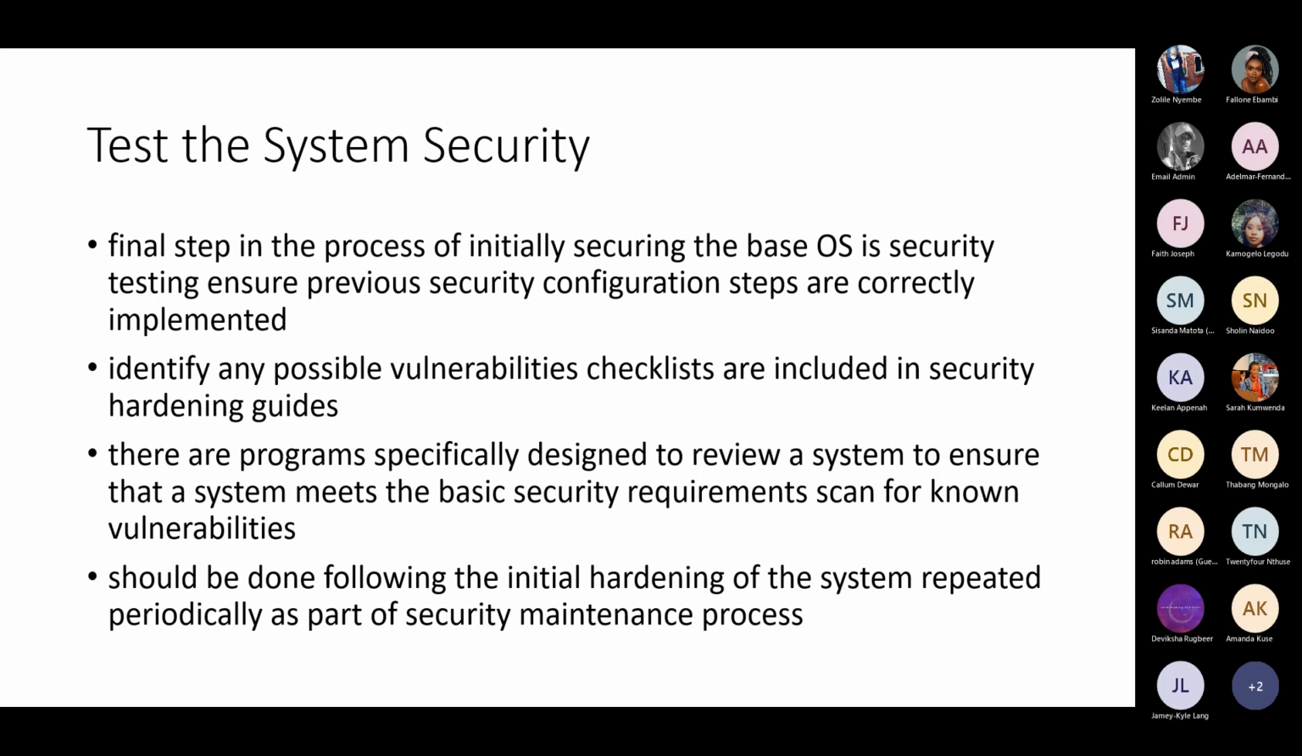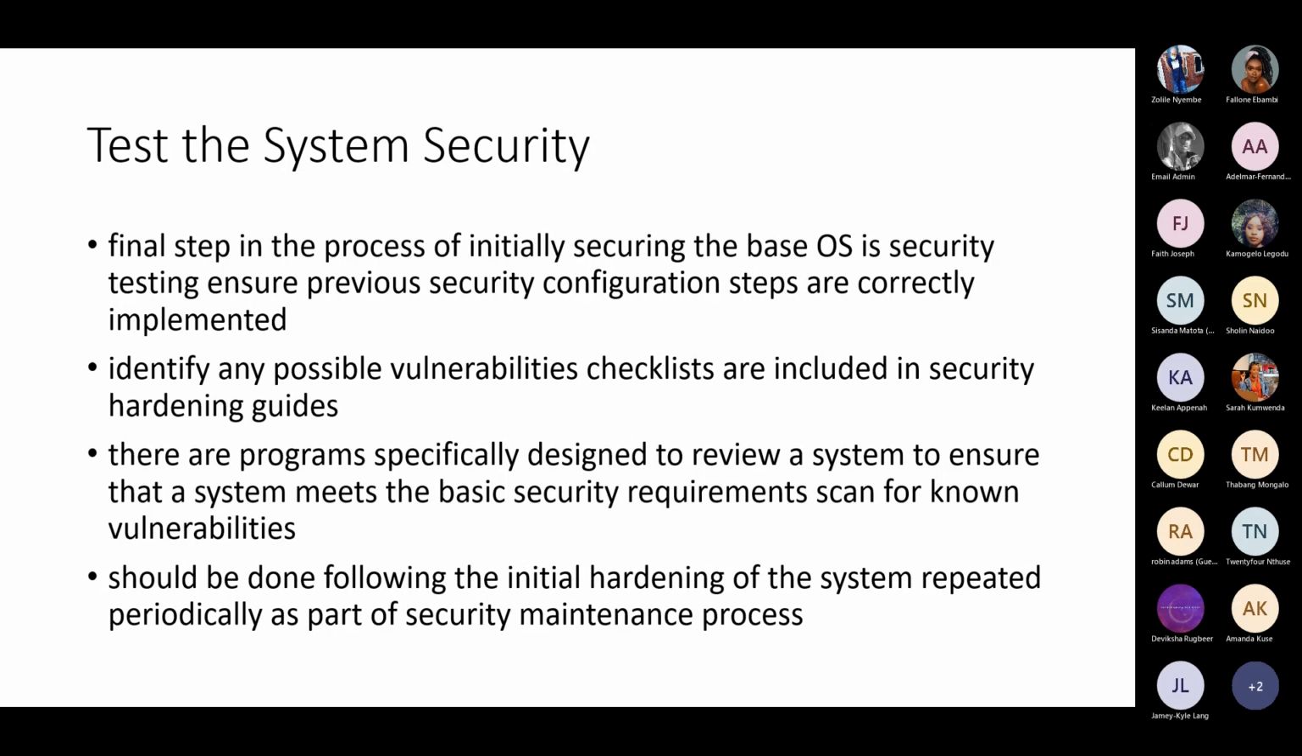And then the final step would be to test the system security. Okay. The final step in the process of initially securing the base OS is security testing, ensuring previous security configuration steps are correctly implemented, and identifying any possible vulnerabilities. Checklists are included in security hardening guidelines. There are programs specifically designed to review a system to ensure that it meets basic security requirements.